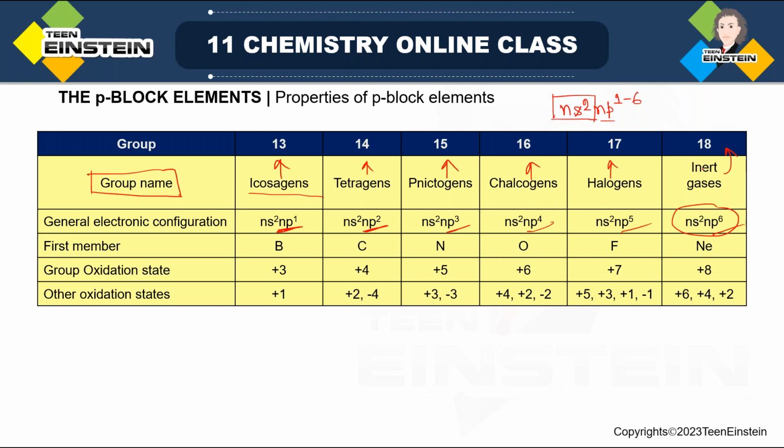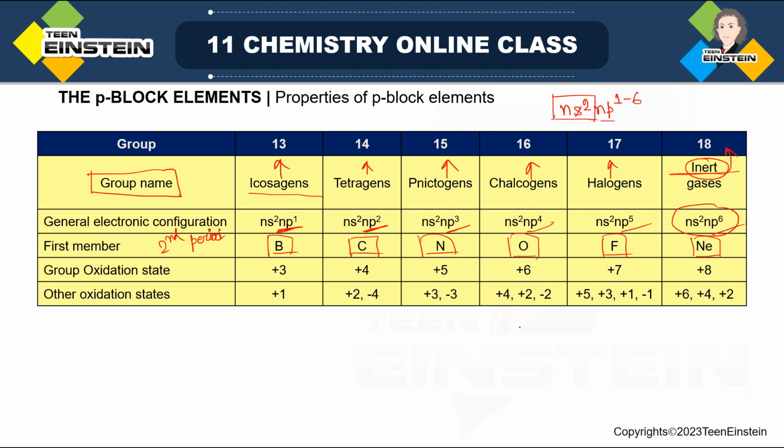So that is why we call these elements inert gases, okay, because their reactivity is almost nil. So that is why the name is inert gases, or we also call them noble gases. Now the first member for each group, boron is the first member of group 13. First member means it is obviously from the second period. Then carbon, then nitrogen, oxygen, fluorine, and neon.